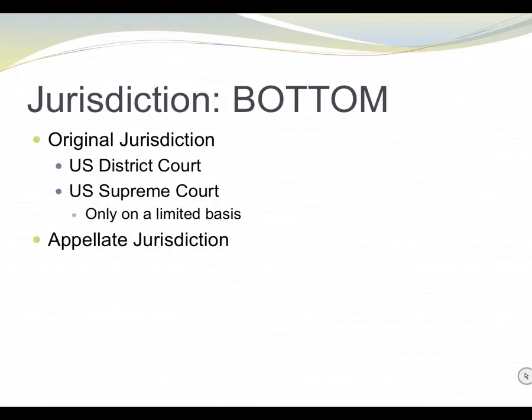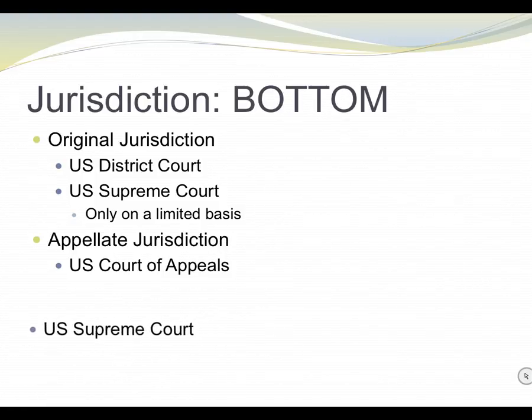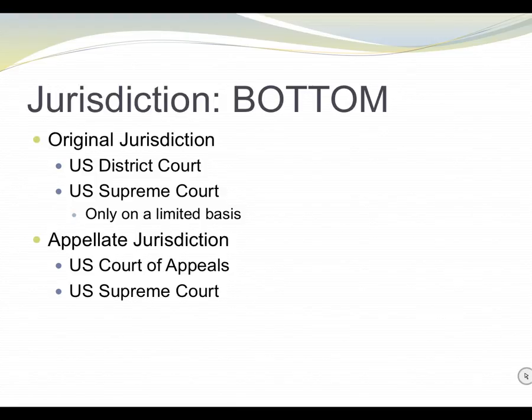So then you have appellate jurisdiction, which is hearing the case on appeal. The U.S. Court of Appeals only has appellate jurisdiction. They never hear a case for the first time. But the U.S. Supreme Court actually also shares appellate jurisdiction. So the U.S. Supreme Court has both types of jurisdiction, the first only being on a limited basis.